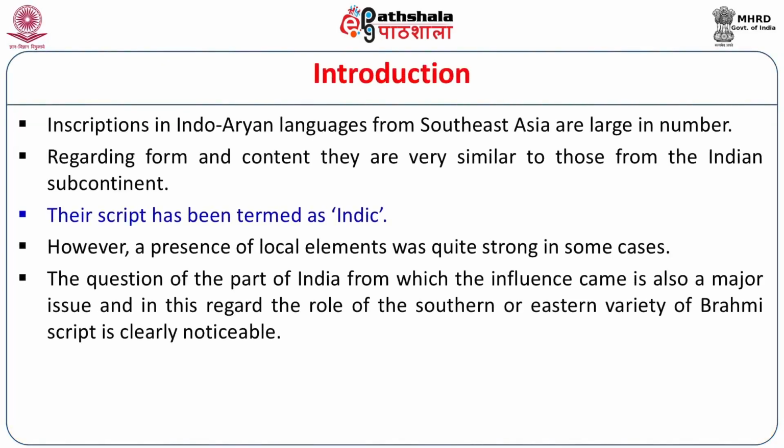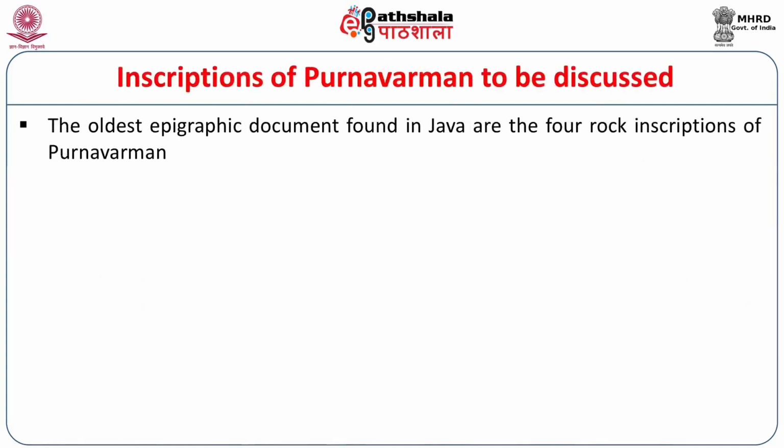The question is from which part of India the influence actually percolated, and this is a major issue. In this regard the role of the southern or eastern part of the Indian subcontinent is very important. So Brahmi script, which was used in eastern India and in southern India, we find present in the inscriptions of Southeast Asia. The oldest epigraphic documents found in Java are the 4 rock inscriptions of this ruler called Purnavarman. So we are concentrating now for this module on Western Java, where we have these inscriptions of this ruler. There are 4 inscriptions as I mentioned.